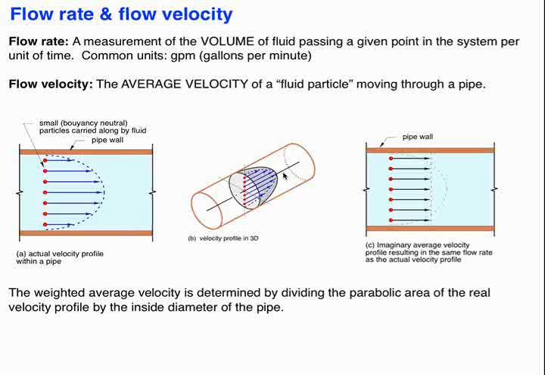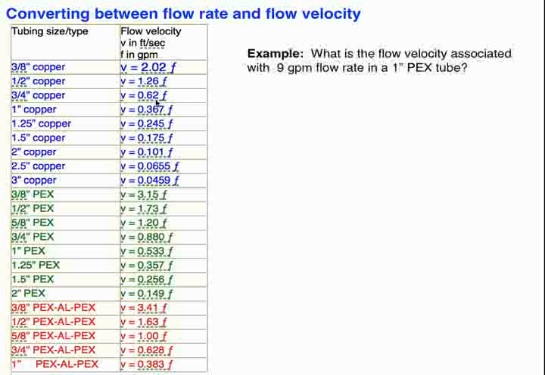Now, to calculate average flow velocity in a pipe, it's actually pretty straightforward. This table shows several different sizes and types of pipe. I've got type M copper, PEX in sizes from 3/8 up to 2 inch, and PEX aluminum PEX. And you'll see for each one of those tube sizes, there is an equation over here on the right side of the table. And it's a simple formula. And here's an example of how you would use it.